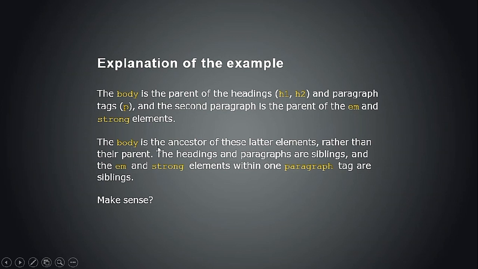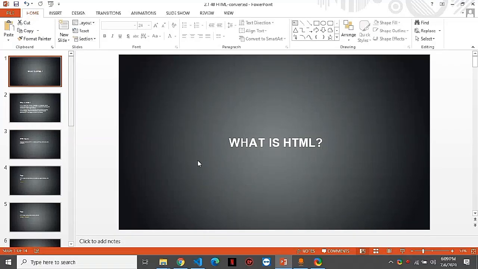The body is the ancestor of the later elements rather than their parent. The headings and paragraphs are siblings, and the EM and strong elements within the one paragraph tag are siblings, which means strong and EM are siblings, like the brothers and sisters we see in our family. They are the same thing. And the body is our ancestor, which means maybe you have made some sense. Okay, let's start now with our coding in the HTML editor.